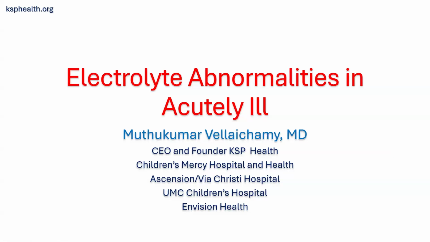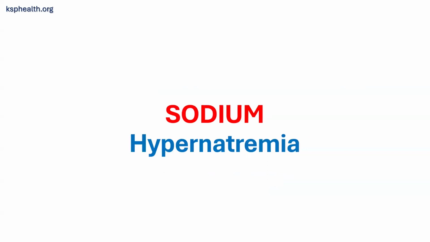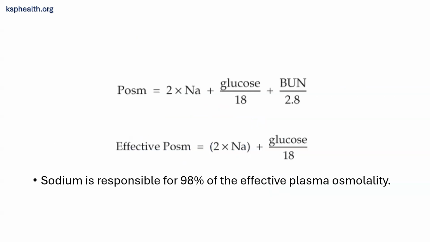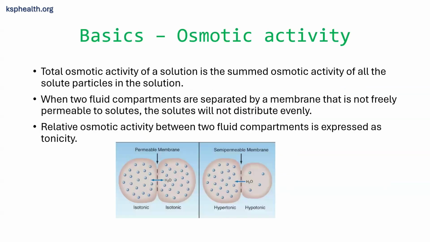Today, we are going to talk about electrolyte abnormalities in the acutely ill, both in adults and children. We are going to talk about 10 electrolyte abnormalities: sodium abnormalities, potassium abnormalities, magnesium, calcium, phosphorus, both low and high. First, hypernatremia. Before we talk about hypernatremia and hyponatremia, let's talk about the basics.